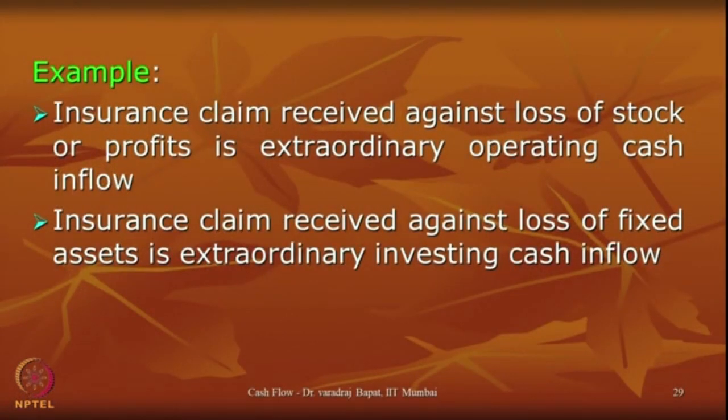Will it go as an investing item anytime? In some cases, suppose it is a claim for loss of machinery. Because of fire, stock and machinery both might be lost. Whatever is a portion related to loss of machinery will be considered as a cash inflow due to investing activity. That is, whatever is an associated item, it will be linked. Okay, so are you getting it? Now I am showing it on screen. So whatever is a relevant item, normally it is either operating or investing.